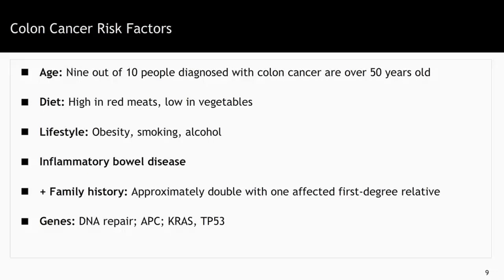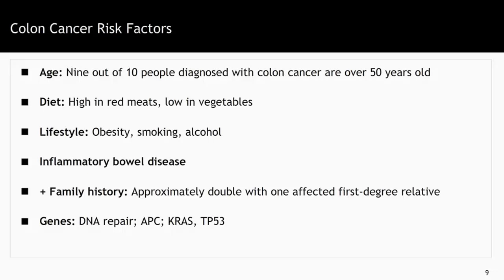It's also now noted that lifestyle, obesity, smoking, and alcohol all contribute to a higher risk of colon cancer. Also, if you have a history of inflammatory bowel disease, Crohn's disease, or ulcerative colitis, diseases that chronically damage the colon over time contribute to colon cancer.